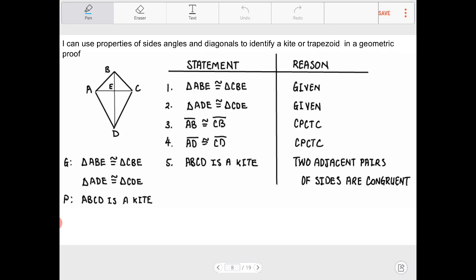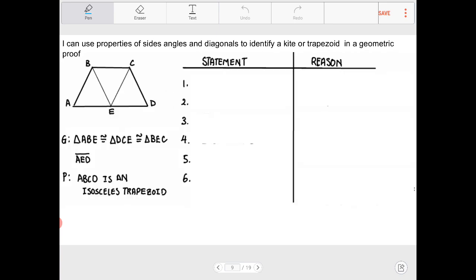Let's take a look at another example. I want to show that ABCD is an isosceles trapezoid. Pause the video to see if you can figure this out. Please create a statement and reason chart like I have here, and then press play to resume.